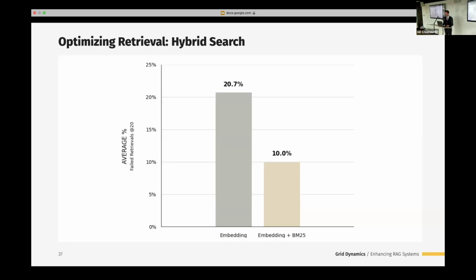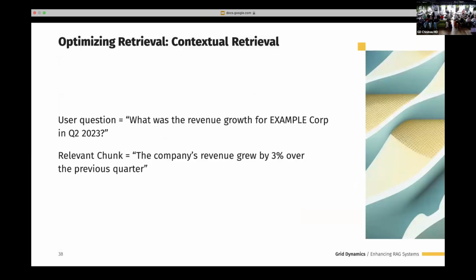And now let's talk about a new method from Anthropic that was published in September 2024. It's called contextual retrieval. How does it work? Imagine that our user asks a question like, when was the revenue growth for example corp in Q2 2023? And the relevant chunk that we need from our database is this phrase: the company revenue grew by 3% over the previous quarter.